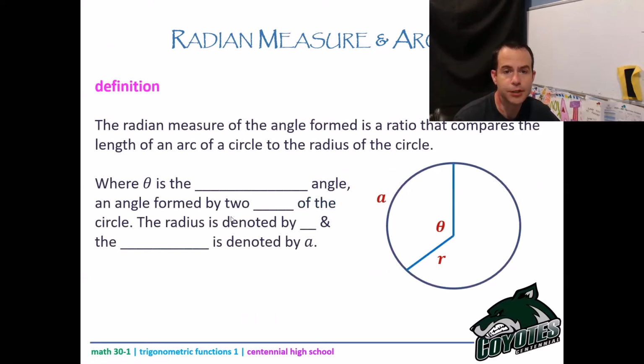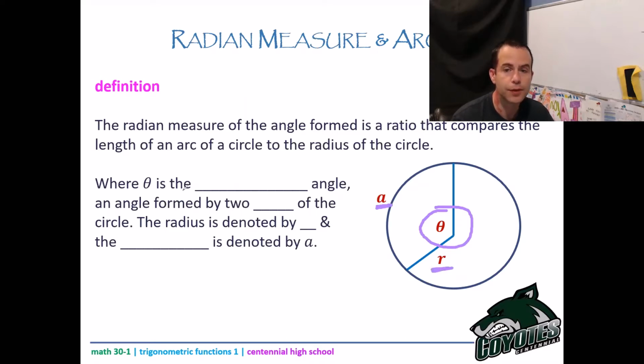Okay, so here's the definition. The radian measure of an angle formed is the ratio that compares the length of an arc of a circle to the radius of the circle. So an arc length just refers to a piece of the outer edge of the circle. Okay, so in the diagram I've given you here, you can see that I've labeled this angle as theta. So this is the angle that I'm looking at, and it would be the ratio of the arc length, which is A here, divided by the radius, which is my R there.